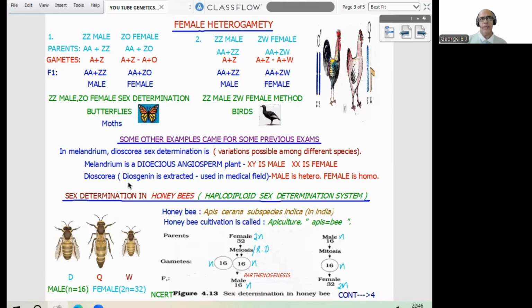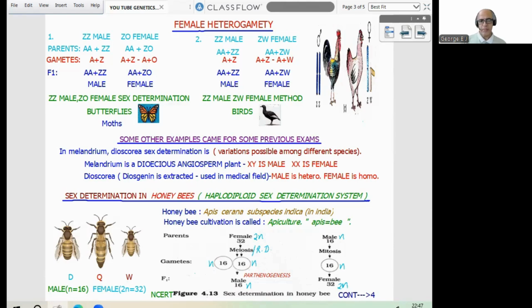Second is Dioscorea. You may be remembering in biomolecules you studied diosgenin, connected with the medical aspects. Then, in Dioscorea, male is heterogametic, female is homogametic. So in all these cases, we can find there will be variation within a genus or between species. So commonly this way we are meeting exceptions, variations are possible. I think that idea is clear to all of you.